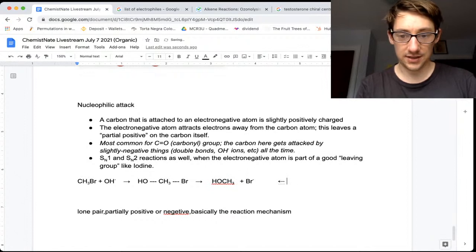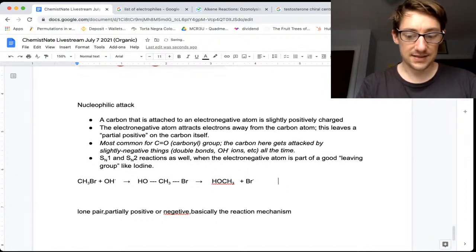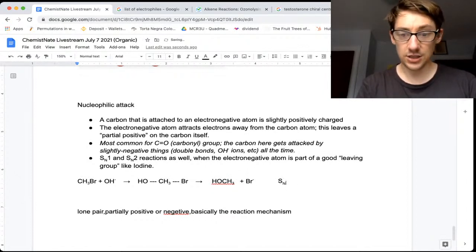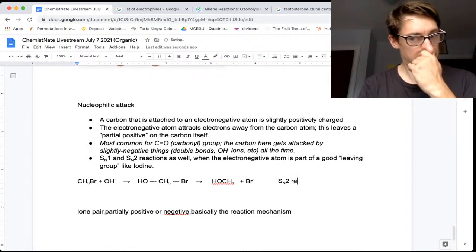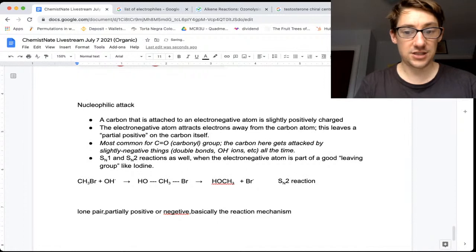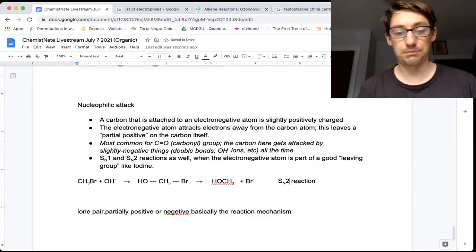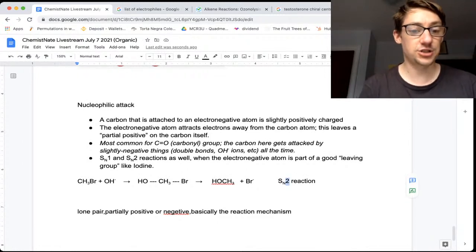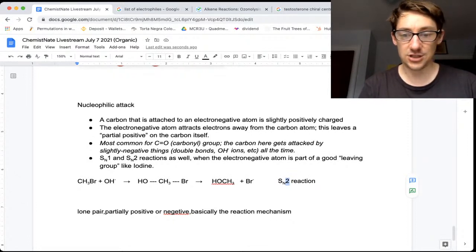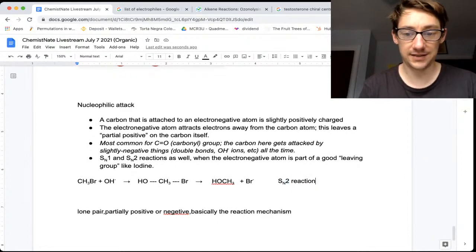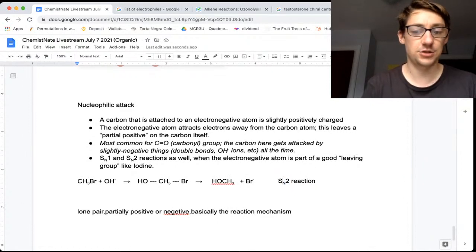This reaction here is an SN2 reaction. The 2 here is for bimolecular. You have a collision between the OH minus and the CH3Br. The N is for nucleophilic, and the S is for substitution.